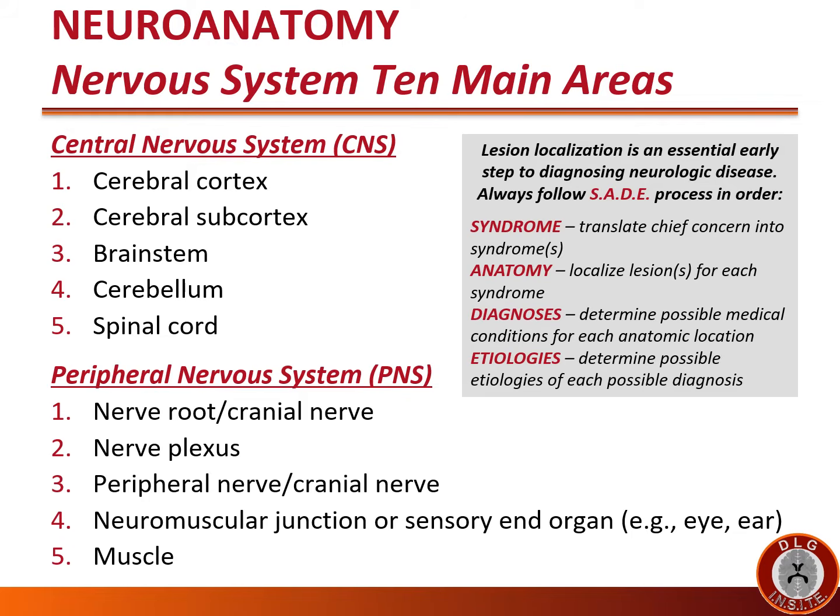Lesion localization is an essential early step to diagnosing neurologic disease, and one should always follow the SADE or SAID process in order. Syndrome. First translate the chief concern into a syndrome or multiple syndromes. Anatomy. Localize lesions for each syndrome. Diagnoses. Determine the possible medical conditions for each anatomic location, and etiologies. Determine the possible etiologies of each possible diagnosis.